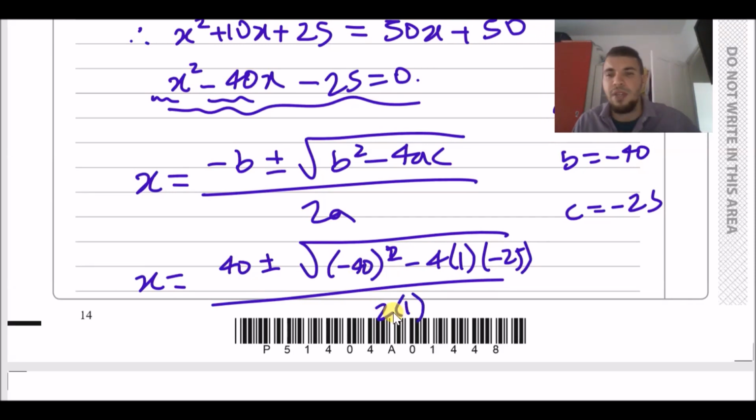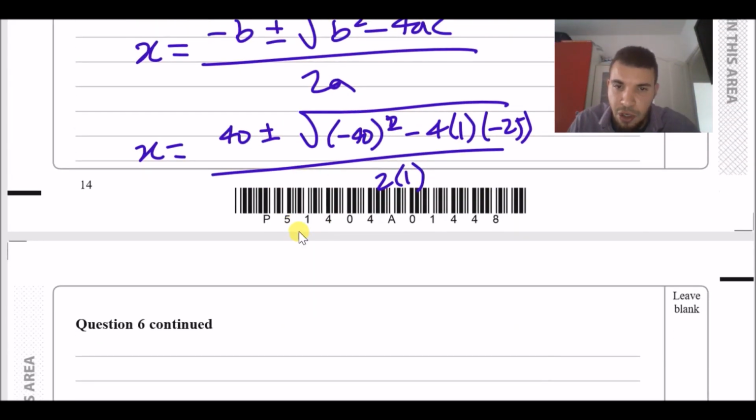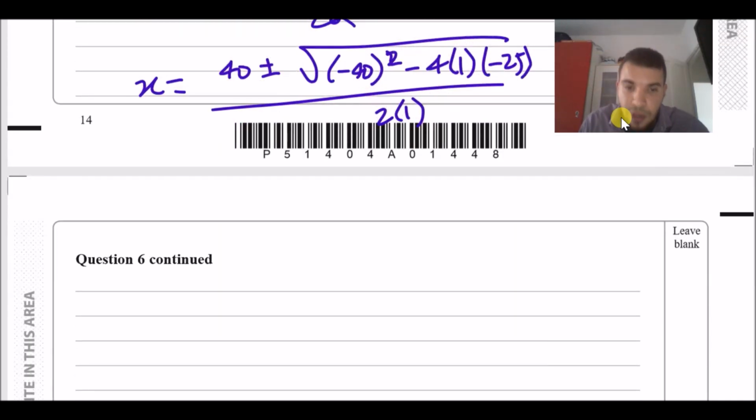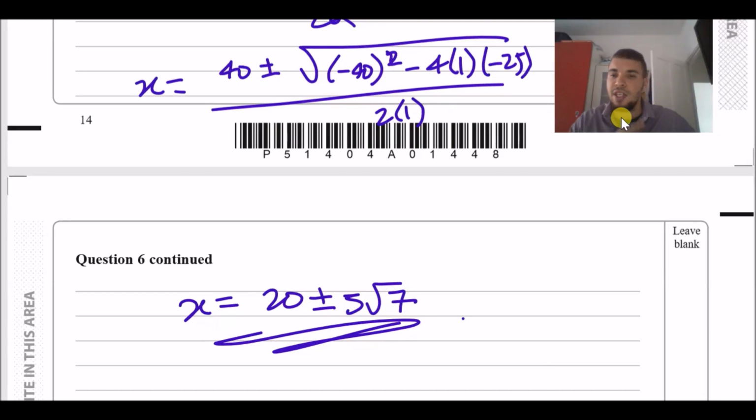And that's it. Now putting this in your calculator, and you should get two answers. First, you put the plus and the minus, or you get the same answer. You're going to get x equals 20 plus or minus 5 root 7. And that's it, guys. This question is done.